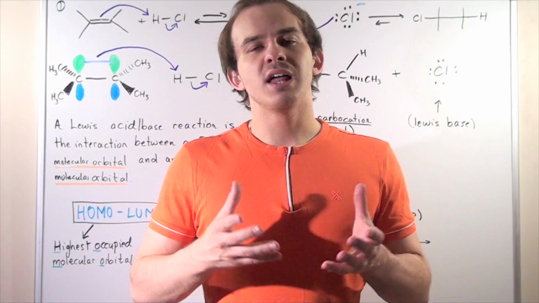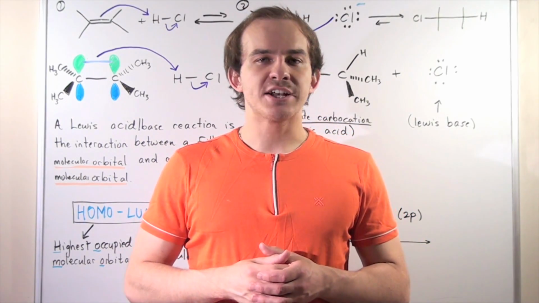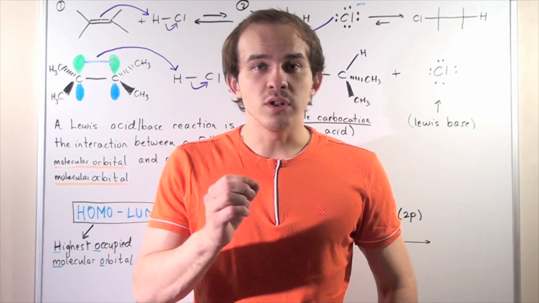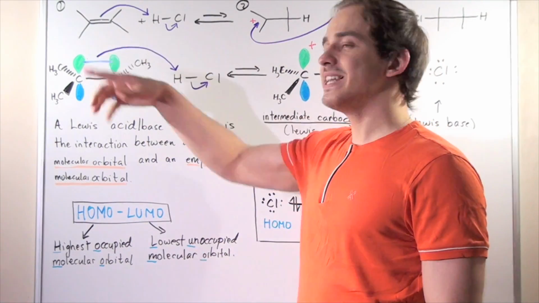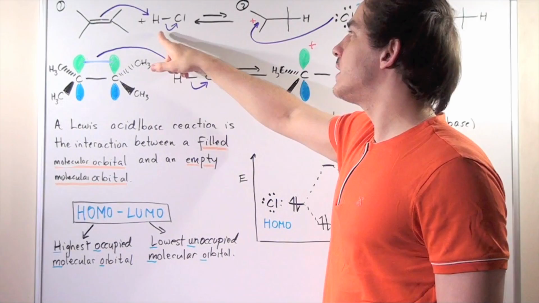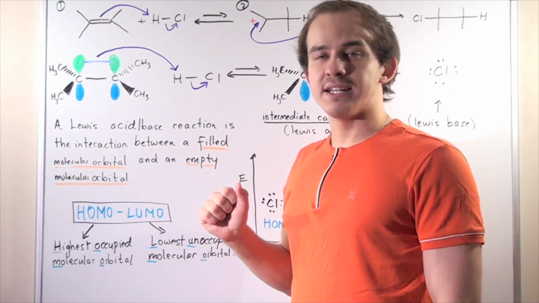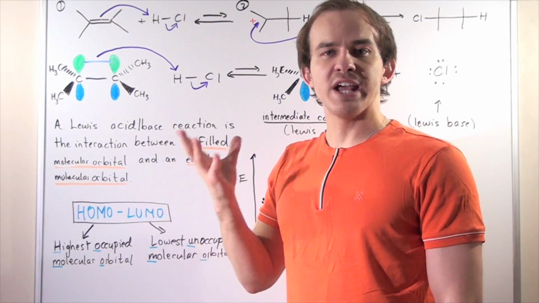In this lecture, I'd like to examine the HOMO-LUMO interaction between compounds. So let's look at the following example. Let's suppose we have compound 1, an alkene, reacting with compound 2, our hydrochloric acid. So this is a simple addition reaction.